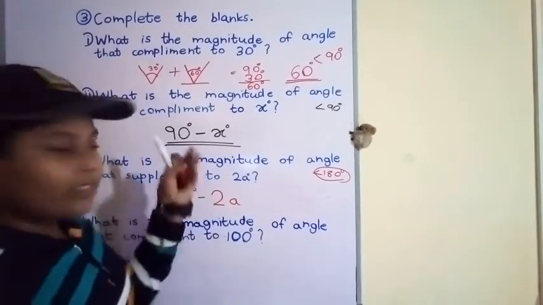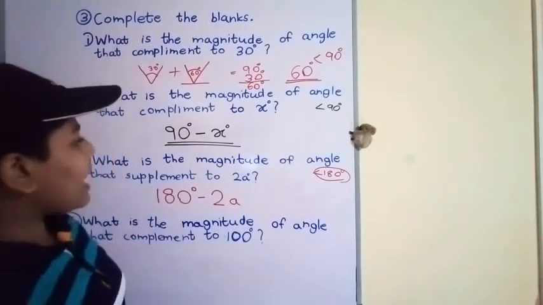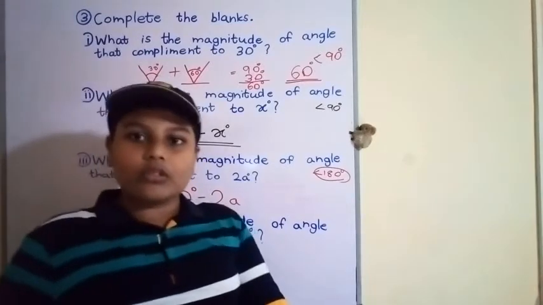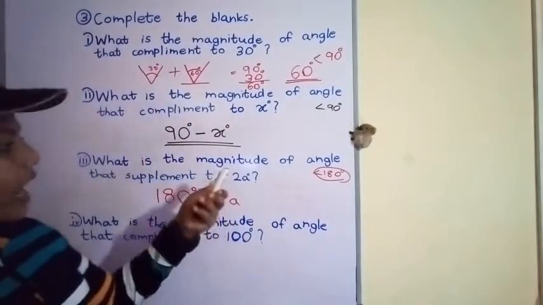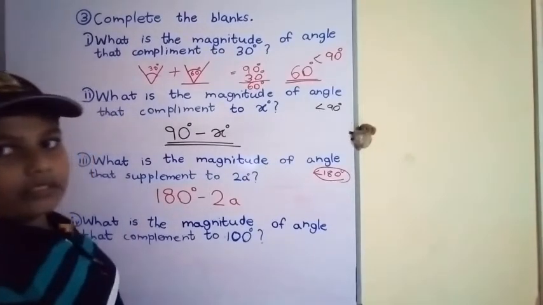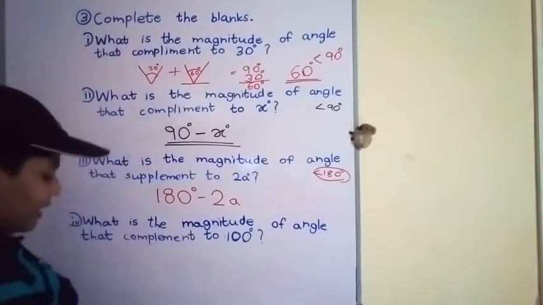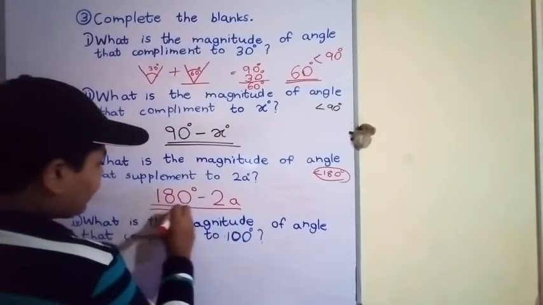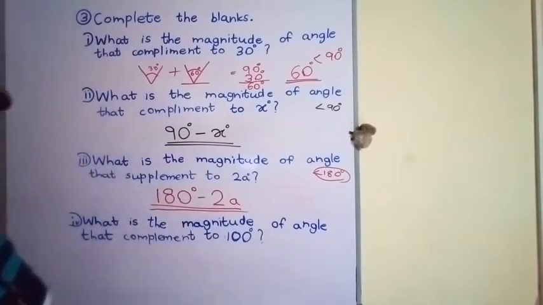Why? The first one was the same, but there we had a given value. Here we have an unknown term, and an unknown term is not a value that is obtained. That is the reason. So you write 180 degrees subtract 2a.